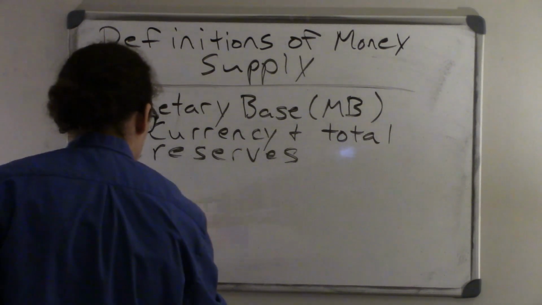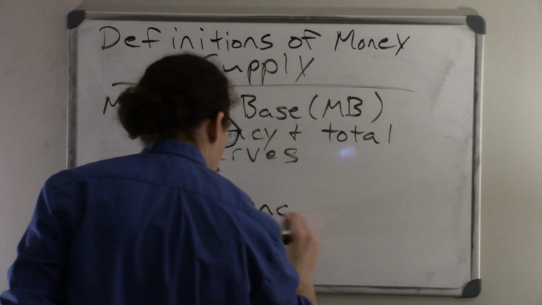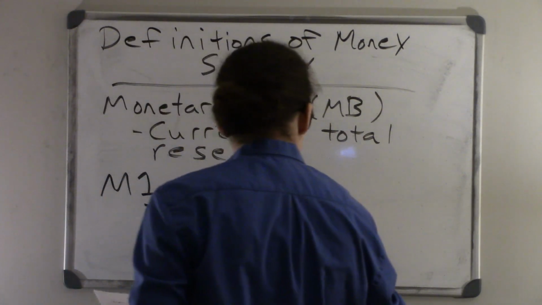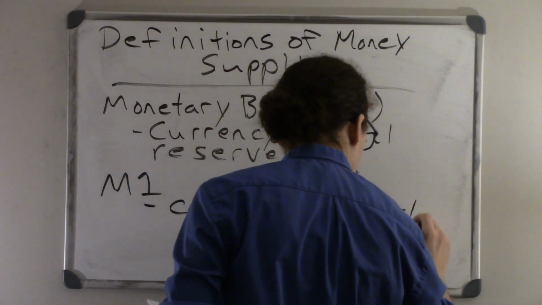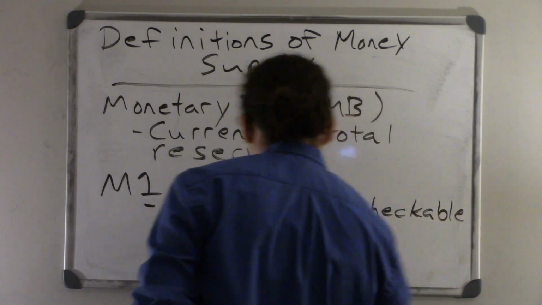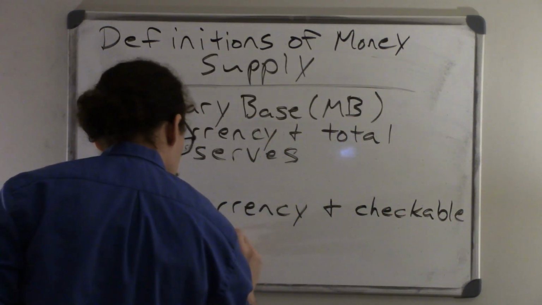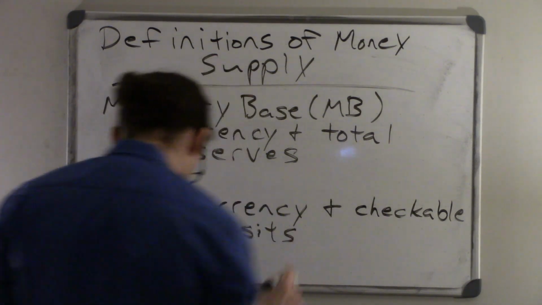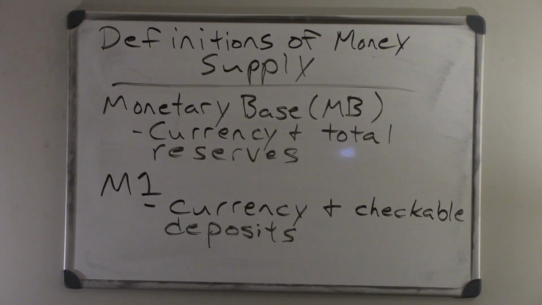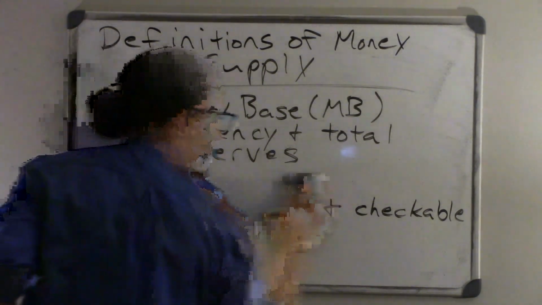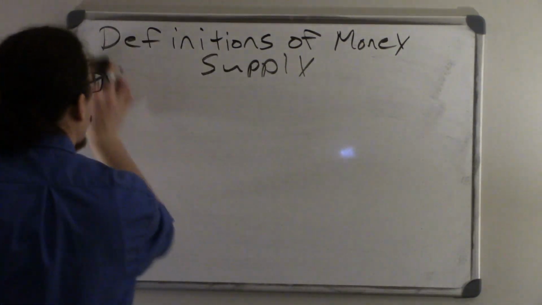Then we have M1. This is currency and checkable deposits. All right, and I'll give you all a second to write that down before we do the third and final one, because I'm going to have to erase stuff.